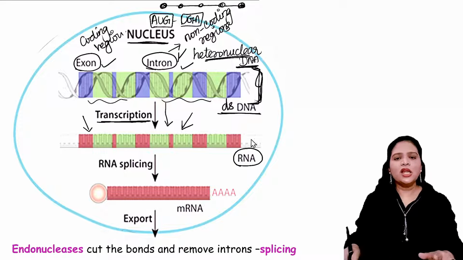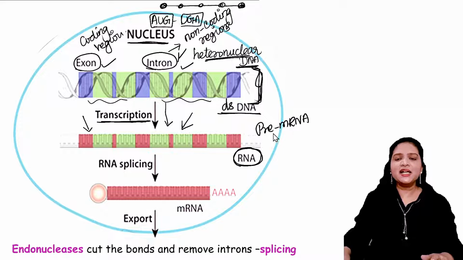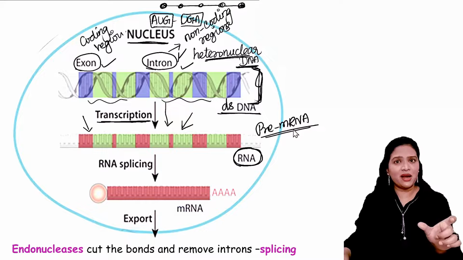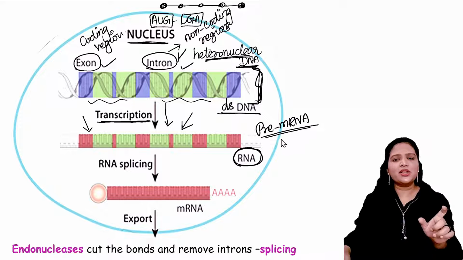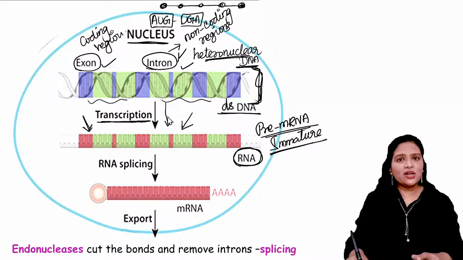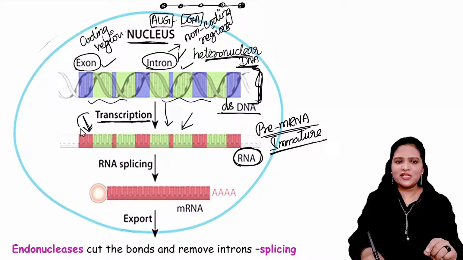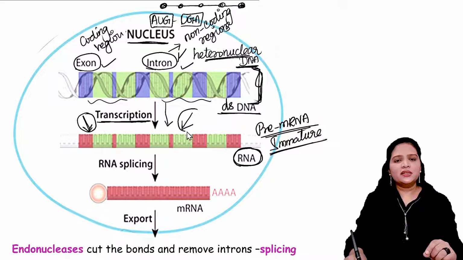Understand? Now this RNA is what we call mRNA. That means this is a precursor mRNA. This is not a complete mRNA, or this is not a functional mRNA. This is called precursor mRNA or immature mRNA. Why do you call it like this? Because this mRNA contains the required coding sequences, exons, and also the non-required intron sequences.